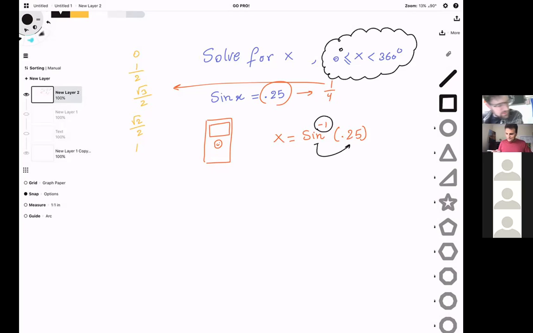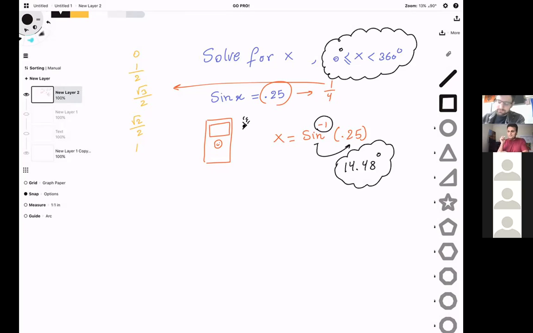Jason, did you do it? Yeah, 14.48. I don't know if I rounded it. Degrees, correct? Yep. It sounds correct. So this is 14.48 degrees. But if you look more inside of your calculator, we don't get any more. They don't give us two solutions. They just give us one solution, correct, Jason?